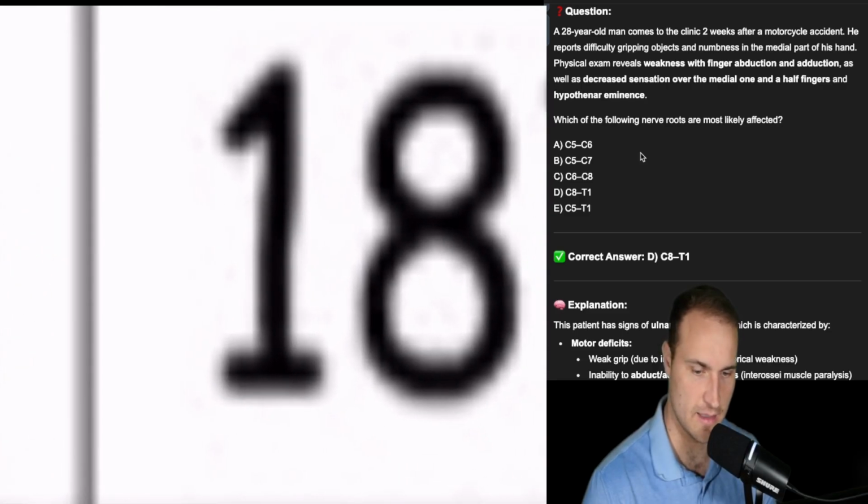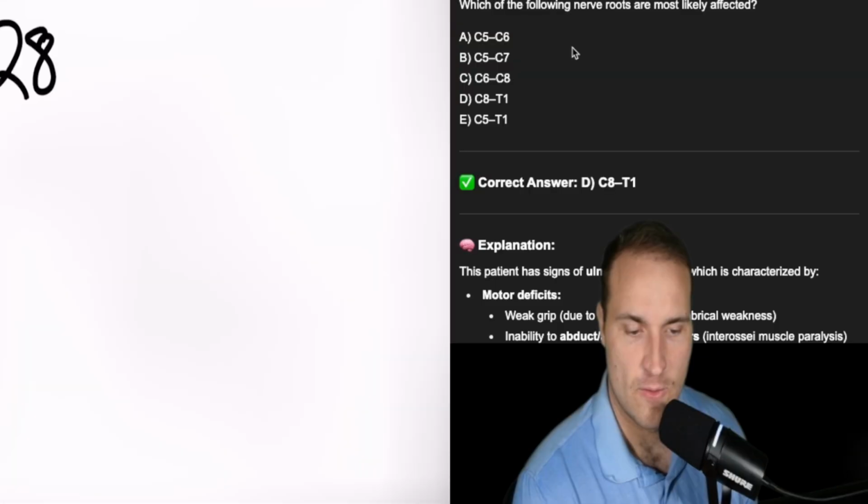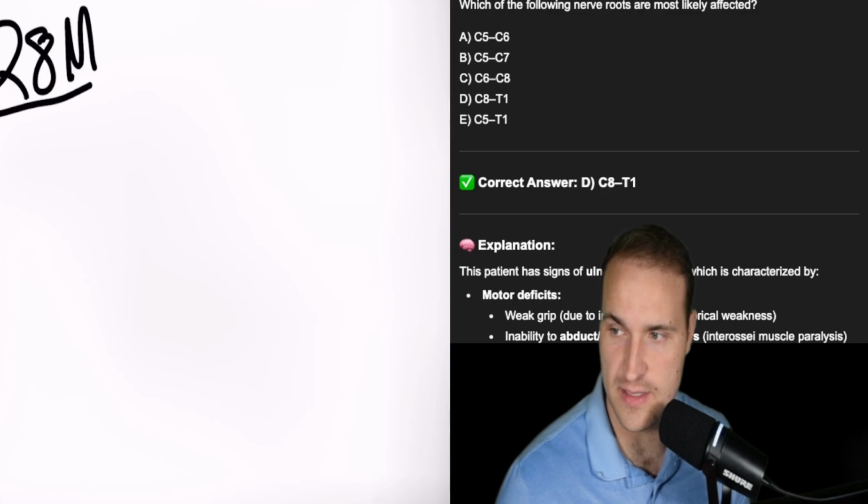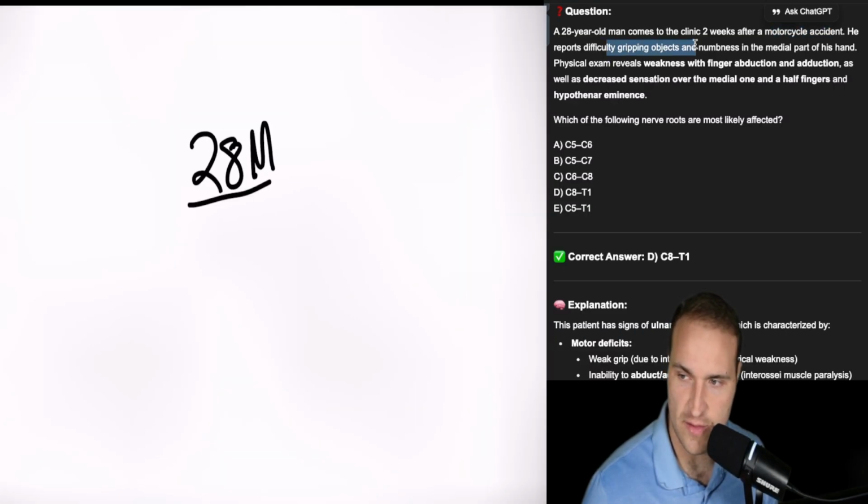Musculocutaneous. Okay, let's do a practice question for 187. We have a 28-year-old man who comes to the clinic 2 weeks after a motorcycle accident. He reports difficulty gripping objects and numbness in the medial part of his hand. There's weakness of finger abduction and adduction. Okay, so that's actually ulnar in this question. Decreased sensation over the medial one and a half fingers and hypothenar eminence.